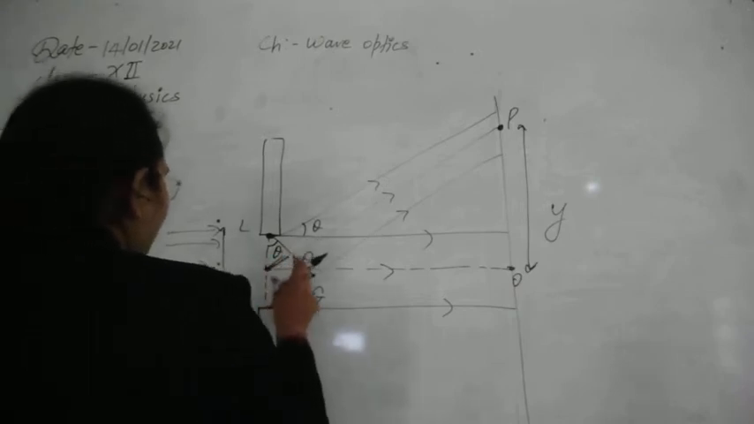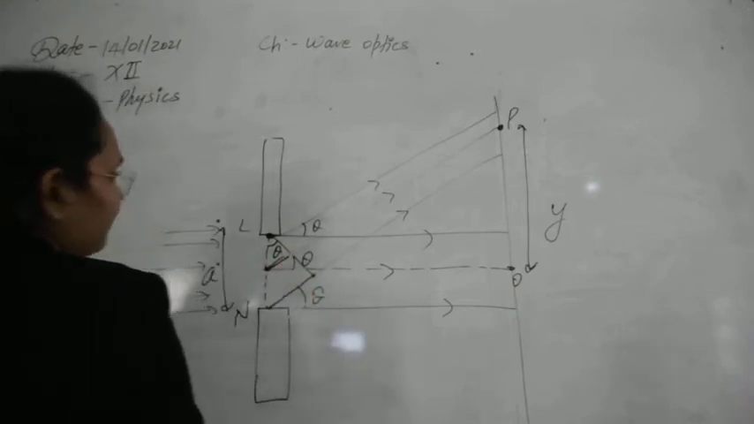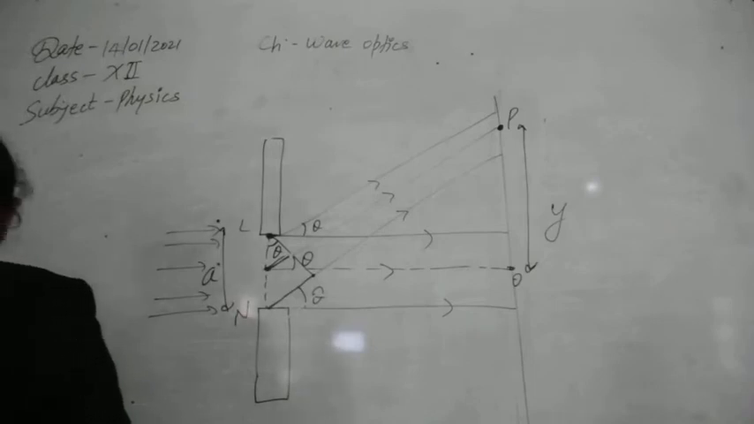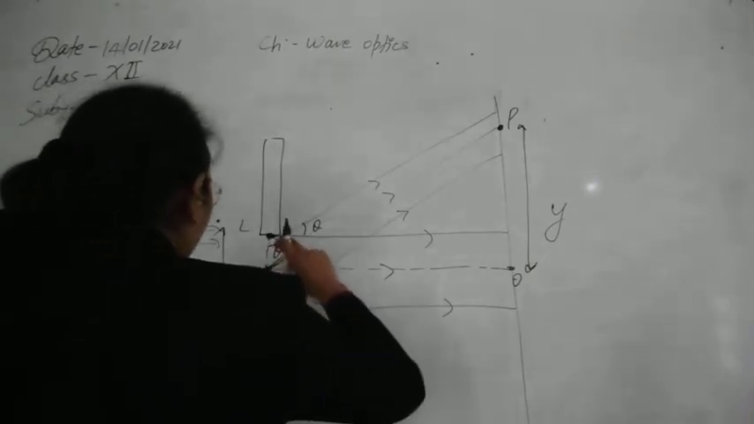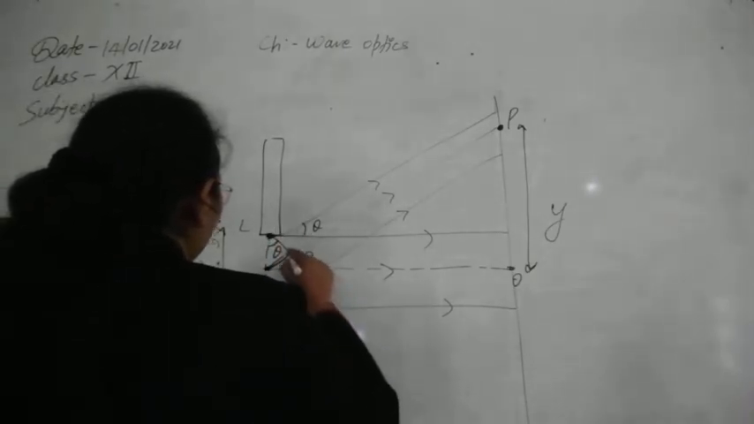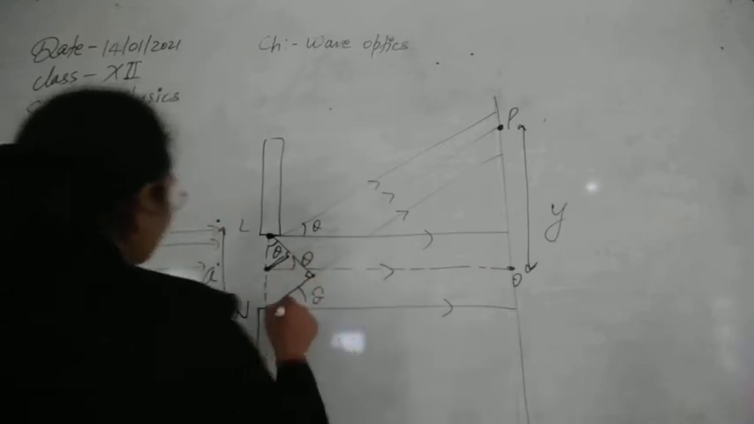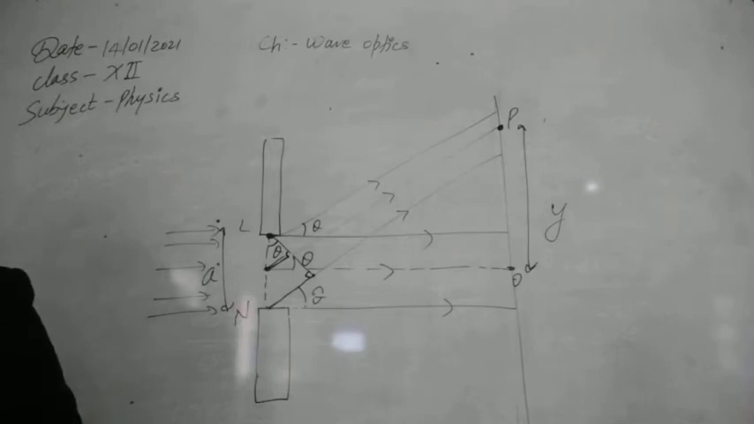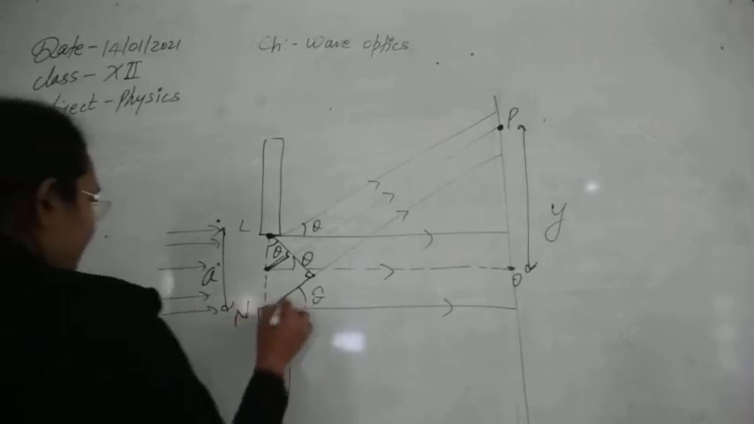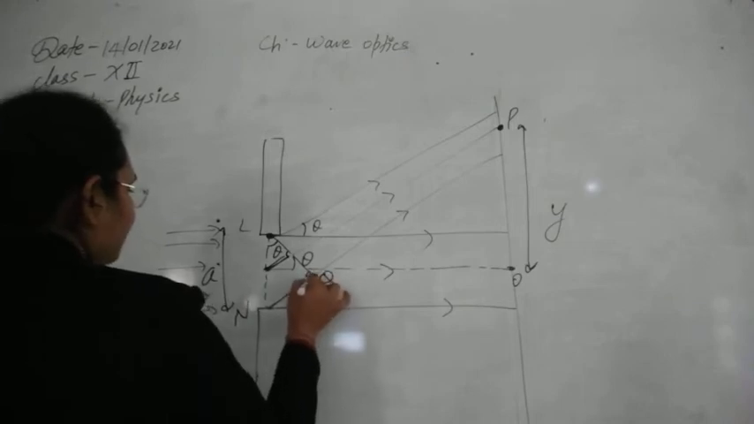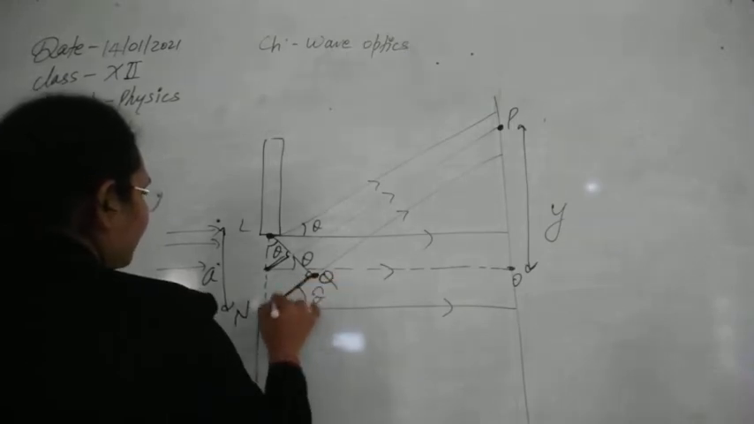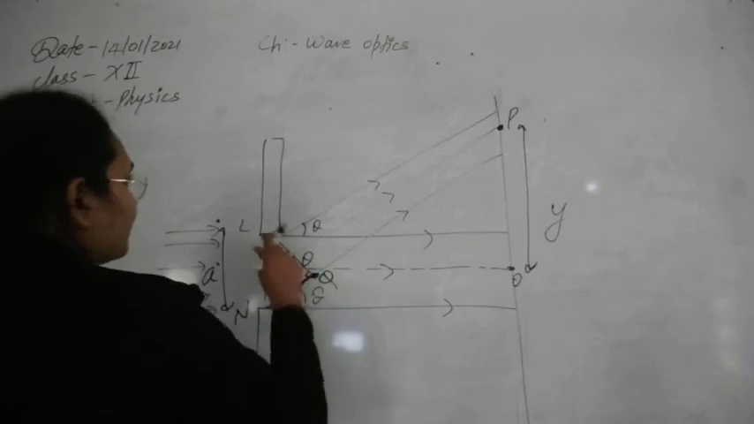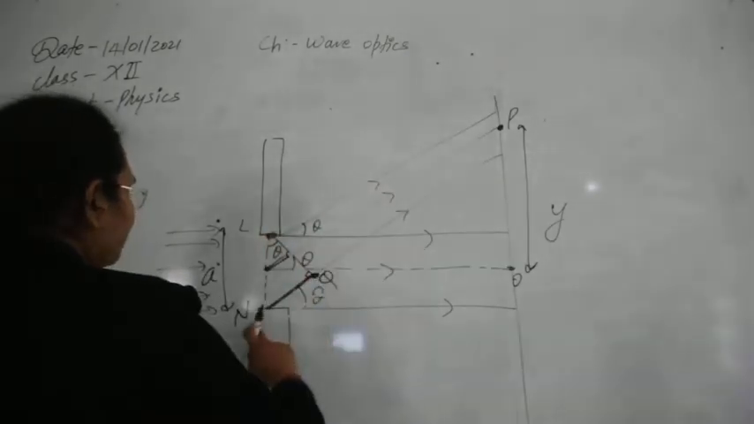So we can calculate the path difference between the waves, which will obviously be equal to A sin theta. You can calculate now, this is the perpendicular, so by using the triangles you can calculate. Now if you calculate the path difference, suppose this is point Q. So this is the path difference between this wave and this wave, that is LP and also NQ.